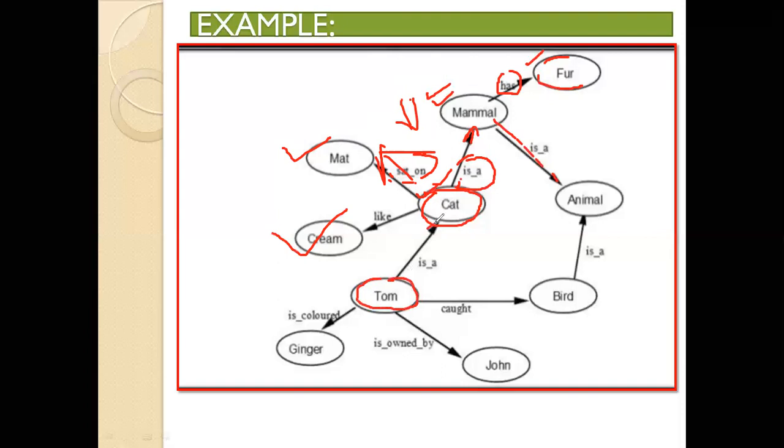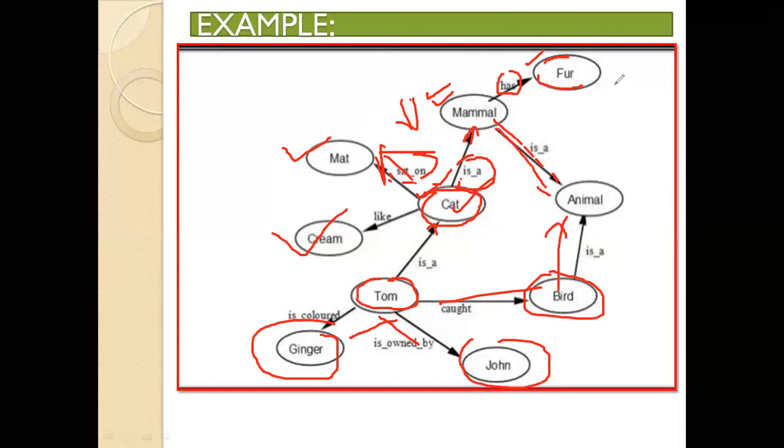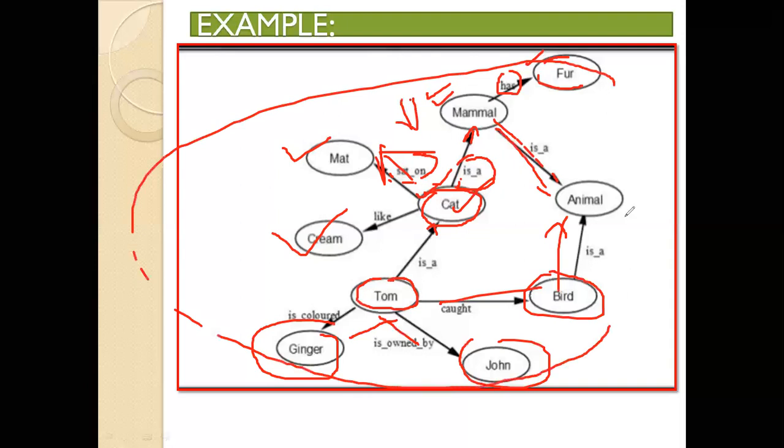Tom is a what? Cat. Tom caught Bart. Tom is owned by John. Tom is colored ginger, right? Similarly, Bart is an animal. So mammal is again an animal. So that's it. That is the semantic network.